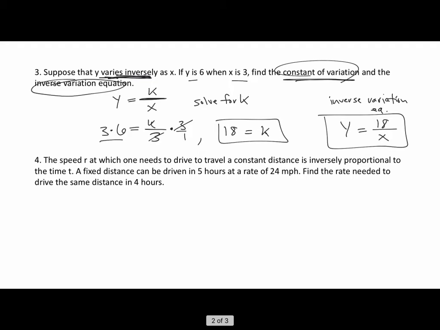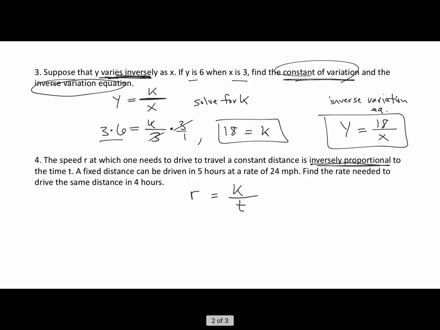For 4, the speed r at which one needs to drive to travel a constant distance is inversely proportional to the time t. A fixed distance can be driven in 5 hours at a rate of 24 miles per hour. Find the rate needed to drive the same distance in 4 hours. So they gave me a variable here, the speed r at which one needs to drive to travel a constant distance. That's a lot of words. That means this is r. Is inversely proportional. So there's our key words there to say equals k over time t. So that variable is given.